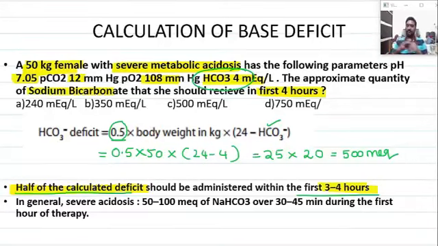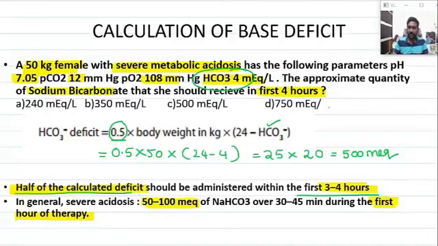So in the initial first 3 to 4 hours, we give half. The later part of the day, we can give the other half if the patient is not improving with the other supportive management for the disease. Now, if they ask you in an emergency situation how much maximum you can give during the first hour: in general, in severe acidosis, 50 to 100 milliequivalents can be given during the first hour of therapy. This is very, very important that you should know for the question.